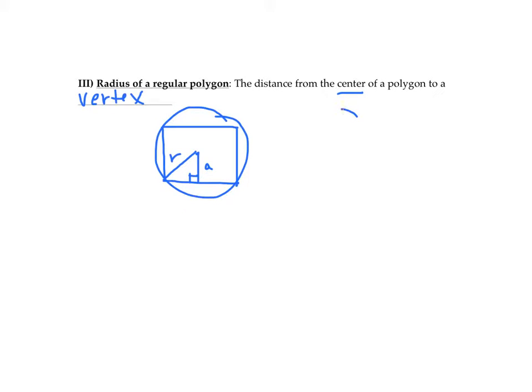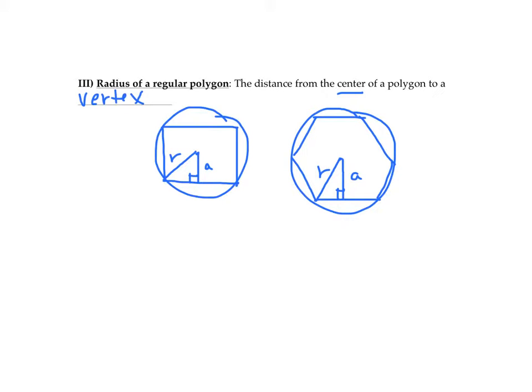Another way to look at it, another example, is what if we had a regular hexagon? Now this is a little tricky to draw. So again, a regular hexagon would have 6 equal sides. The center of that hexagon is also the center of that circle. So the perpendicular distance to the side is the apothem, and the distance from the center to a vertex would be the radius.